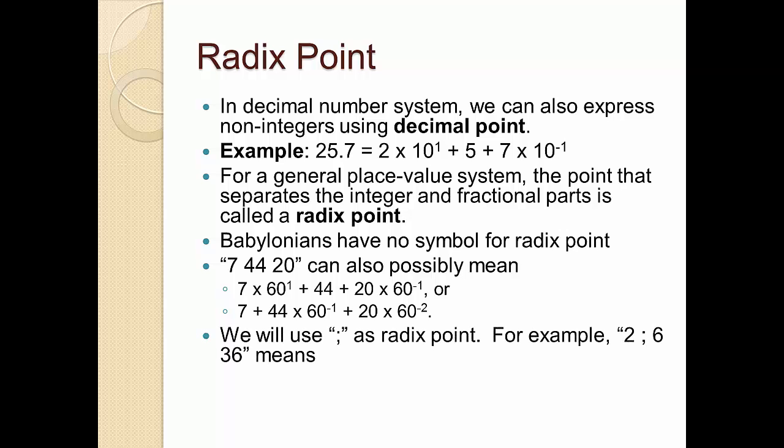For the sake of clarity, we will use the semicolon as radix point. For example, the Babylonian number 2;36 has the expansion like this. That is to say, it actually represents 2.6.